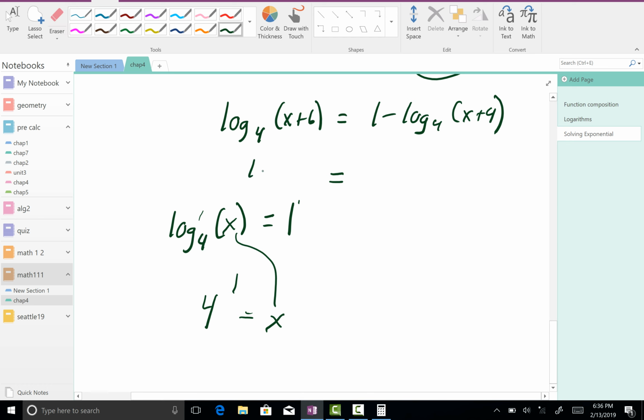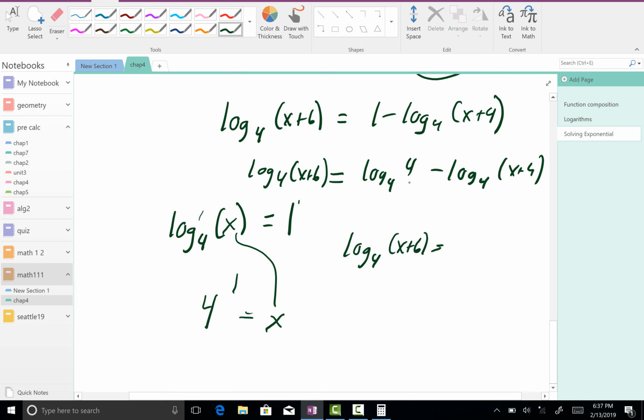So I'm going to have the log of x plus 6 base 4 equal the log of 4 base 4 minus the log of x plus 4 base 4. Now everything is in base 4, base 4, base 4. It's not quite that way, but watch what happens here. So we got this.